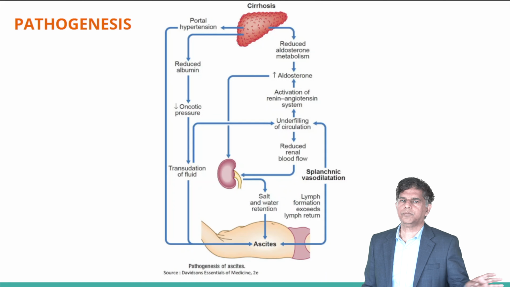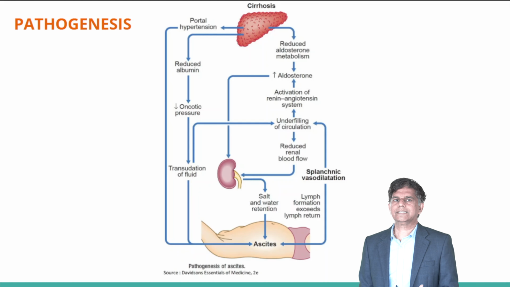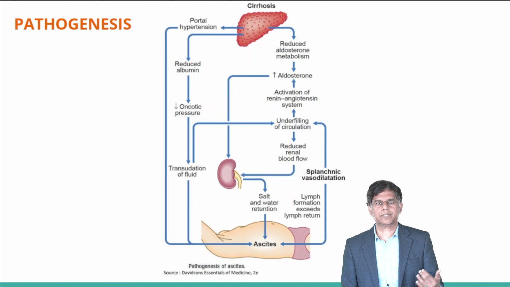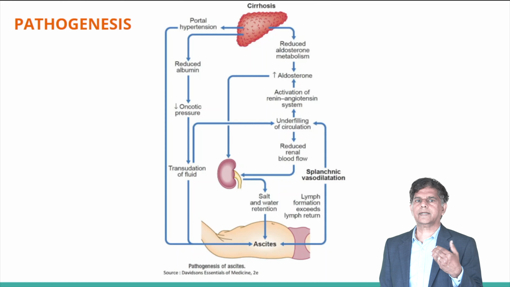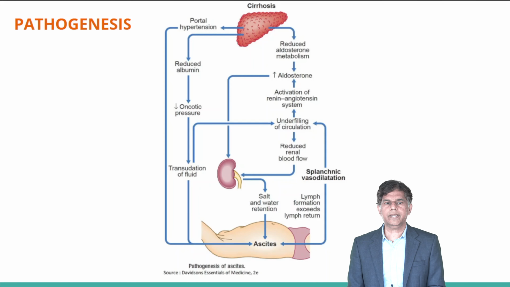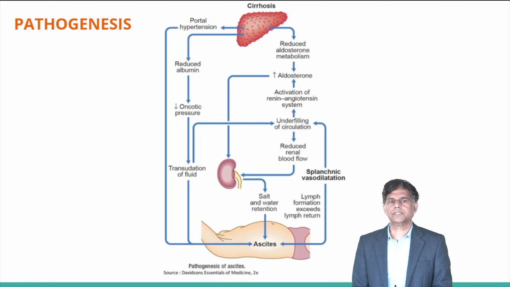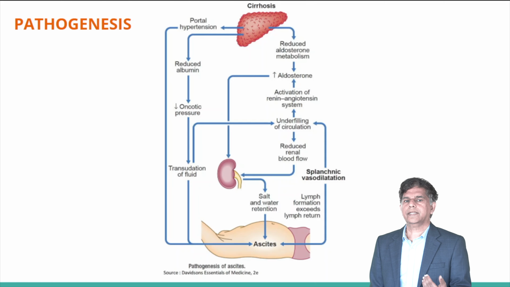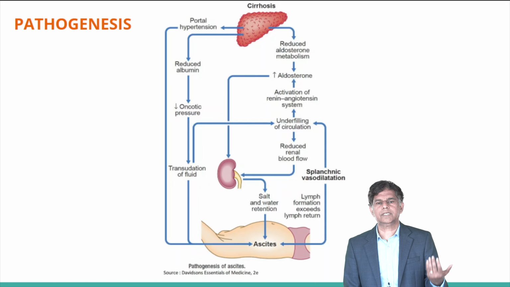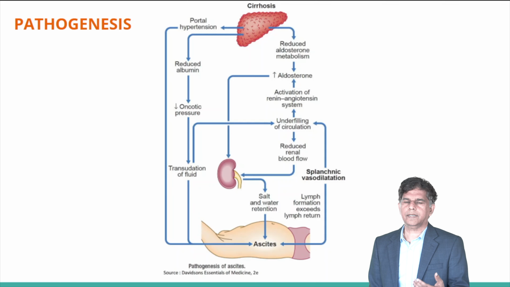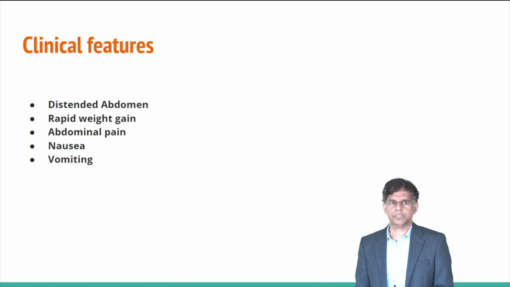Now, let's look at what happens in cirrhosis. Since we said cirrhosis is the most common, first you have portal hypertension that increases hydrostatic pressure, so you get ascites. Then it also decreases the albumin, right? Decreased oncotic pressure, translocation of fluid also causes ascites. Then you have the aldosterone mechanism that also affects the kidney, with salt and water retention, causing ascites. Those are the main things when we talk about the pathogenesis, okay?